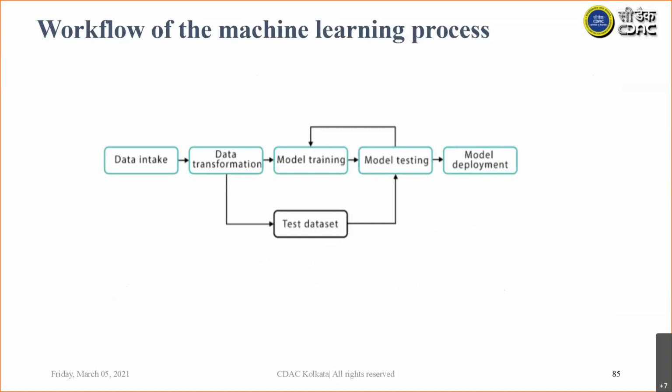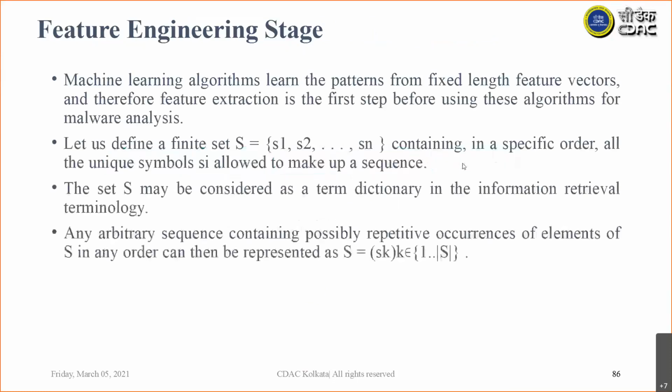This is the general data flow: data intake, data transformation, model training, model testing, and after the training and testing happens, the model is deployed. If an unknown file comes, you can use your model to classify it into benign or malware. So in the machine learning stage, the most important thing is feature extraction and feature engineering. In brief, I am just giving the overview.